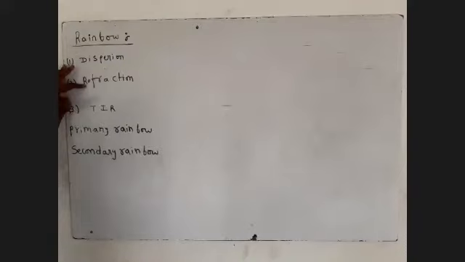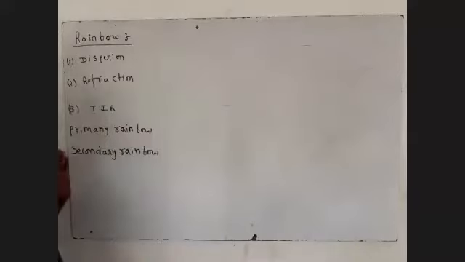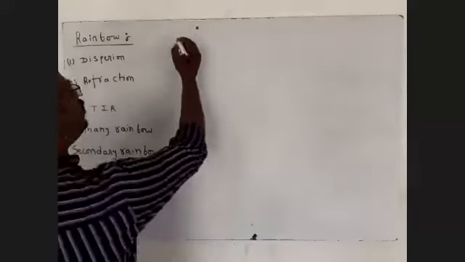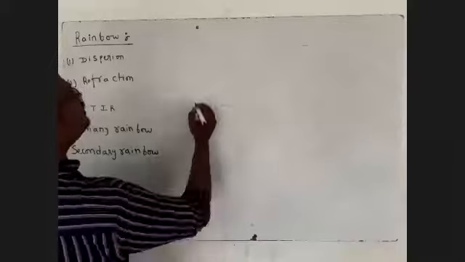A light ray which deviates or bends from its actual path on entering the second medium is called refraction. So what is total internal reflection? Already I explained total internal reflection to you. So first of all, what is total internal reflection?